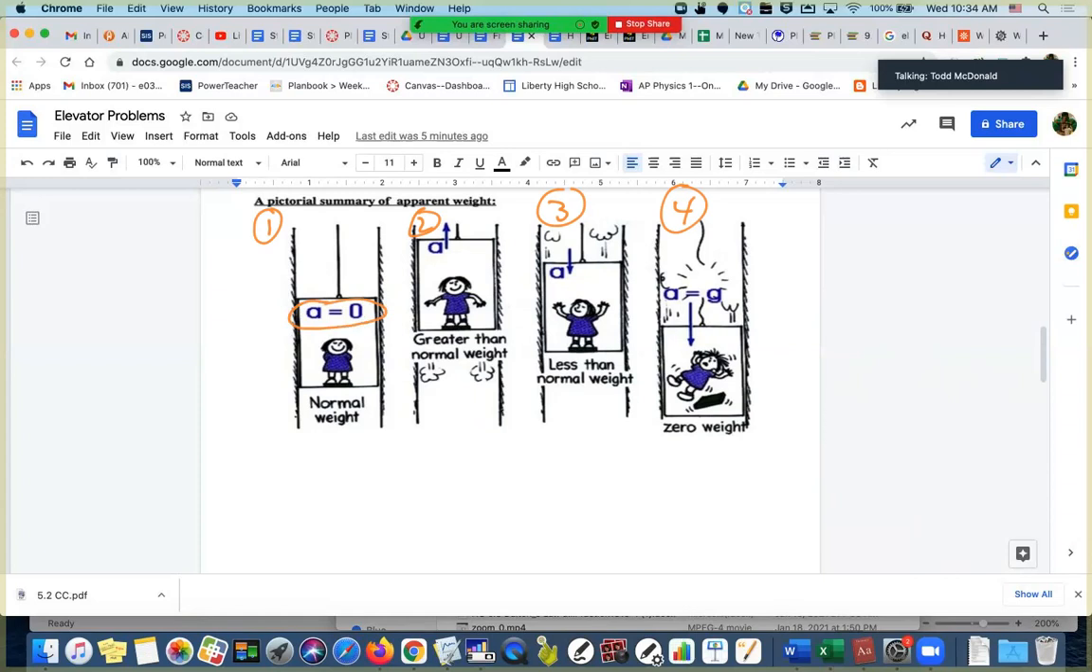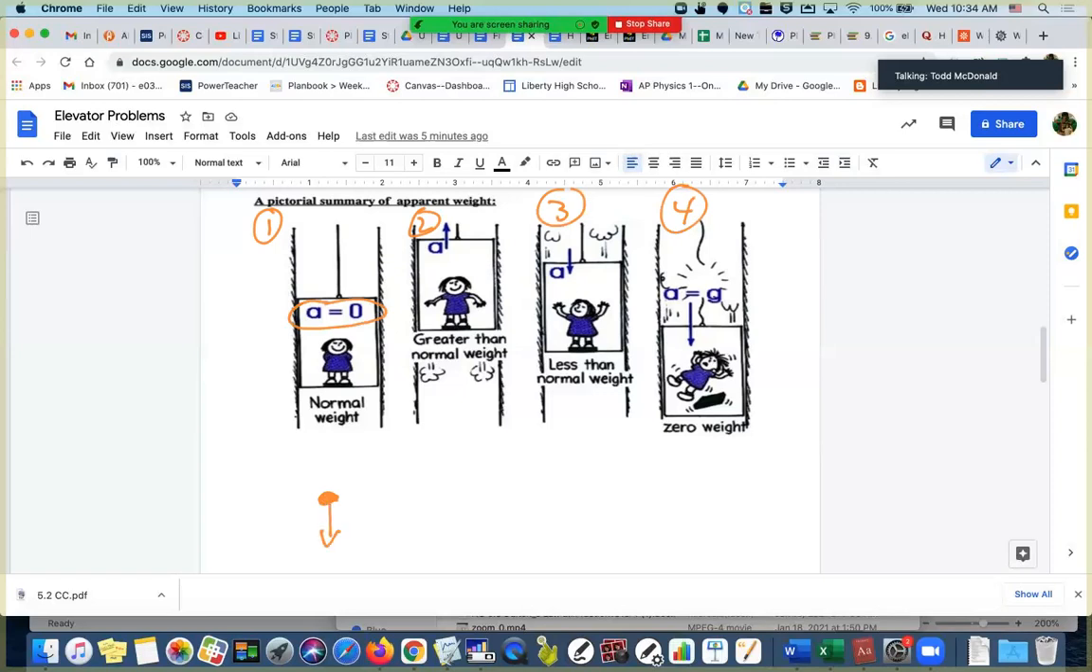So if you think about the first scenario, an important thought here is that the person is not accelerating. Now, there are some different options we would have for an elevator that's not accelerating. The elevator could be not moving. That's not accelerating, but it could also be moving up or down at a constant speed. If the elevator is moving up at a constant speed or down at a constant speed, you still do not have acceleration.